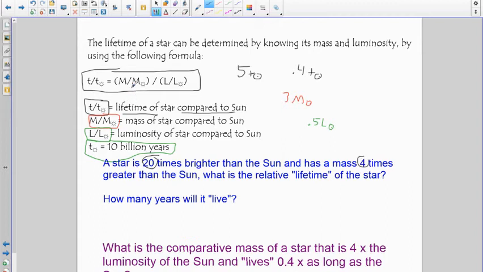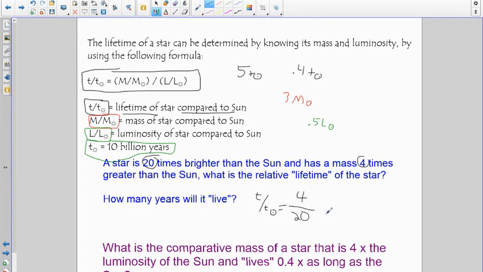So I can kind of get rid of this M over M solar and just say, well, 20 times brighter, that's the L. The 20 compared to the sun, well, that L solar is just 1. So 20 over 1 is just 20. So my denominator is 20, and my numerator is going to be the mass. Well, the mass is 4 times greater than the mass of the sun, so I'm just going to have 4. 4 over 1 is 4. So if I want to know the lifetime of the star compared to the life of the sun, it's equal to 4 divided by 20.